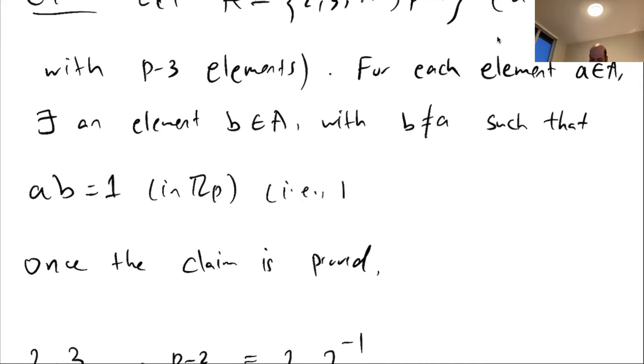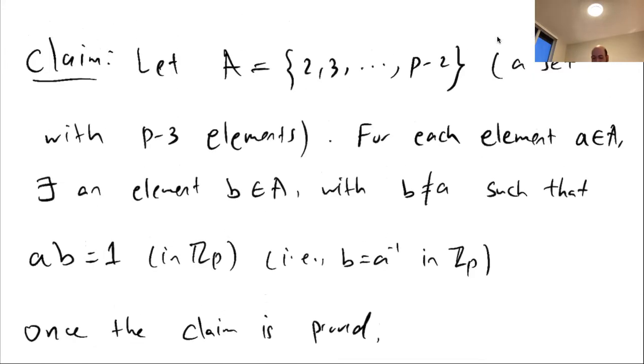i.e., B equals A inverse in ZP. Inverse in ZP means the number that when you multiply with the original number, you get 1 in ZP. So this claim says that every element here in A is going to be paired up with another element in A, and they are inverses of each other.